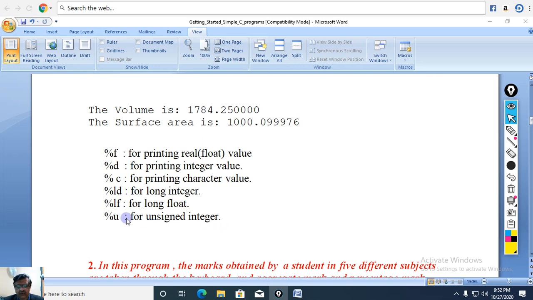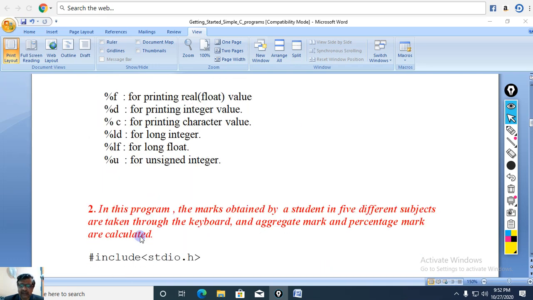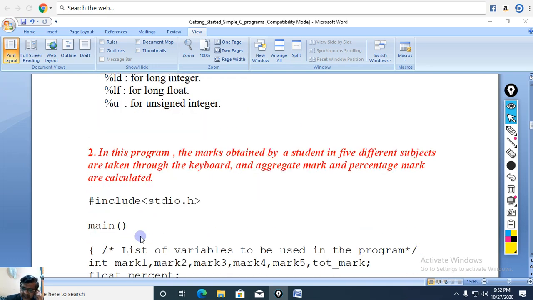Okay, as we go on doing the programs, we will be able to understand and put across the type specifiers appropriately, depending upon the data that is to be read or the data that is to be printed. In this program there is a little improvement over the second program. You can see over here that the marks obtained by a student in 5 different subjects are taken through the keyboard, and aggregate marks and percentage marks are calculated.